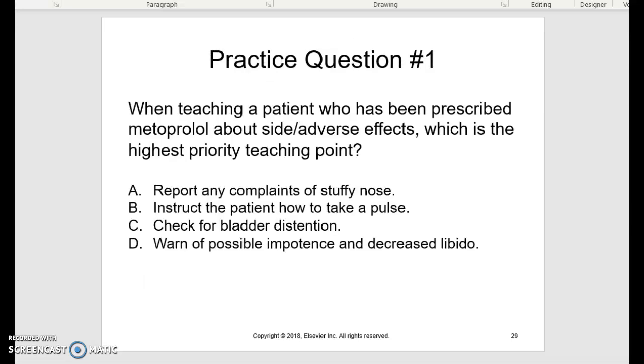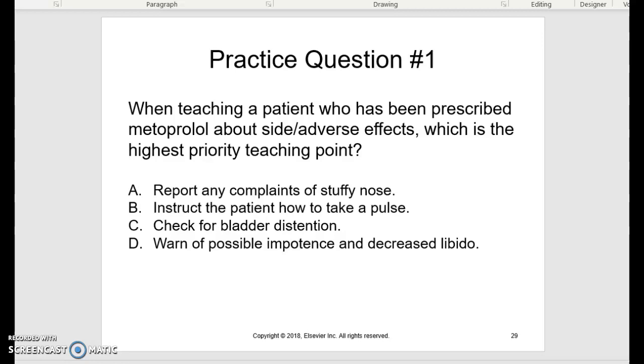All right, so for these practice questions, I'm going to read through them, then give the answer. You can read through them, pause it, and try to come up with the answer on your own. Practice question 1, when teaching a patient who has been prescribed metoprolol about side effects or adverse effects, what is the highest priority teaching point? For question 1, if you answered B as in boy, you're correct.